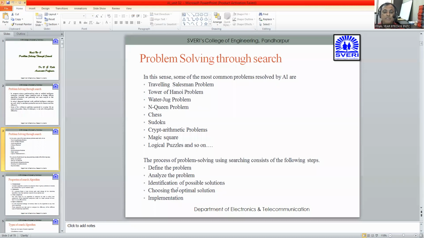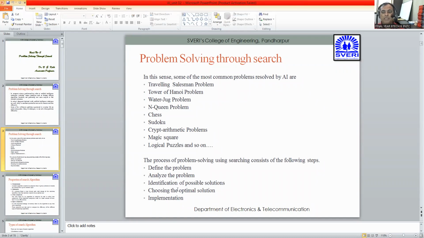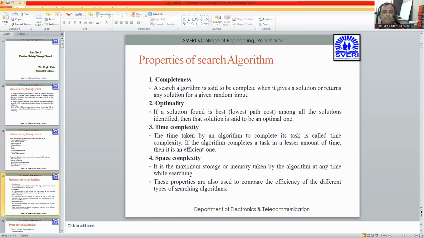So what are the 5 steps used for problem solving through search techniques? Define the problem. Obviously, you define the objectives as well as the problem. Analyze the problem, and identify the possible solutions. What are the possible solutions that you have to see? Then choosing the optimal solution, and then the implementation. And the rest is the conclusion as well as results and discussion. These are the things that are normally included as far as search techniques are concerned.